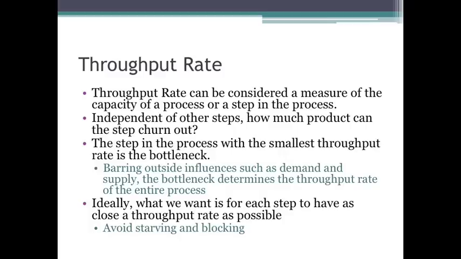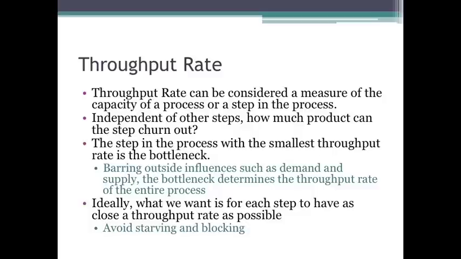That said, I do want to go back to this idea of throughput rate. And we'll be mentioning throughput rate a lot in this chapter because throughput rate is how fast can we get stuff done? How much can we get done in a particular set of time. So throughput rate is a measure of capacity. It's how much a particular step in the process can get done, and ultimately how much the process can get done. So, for a particular step, independent of those other steps, how much product can this step churn out?